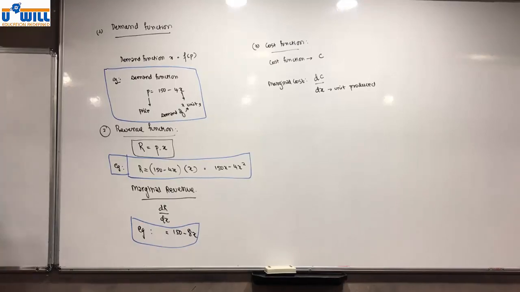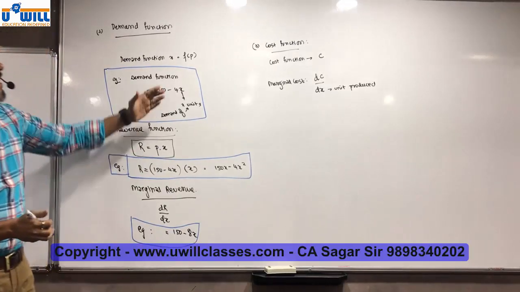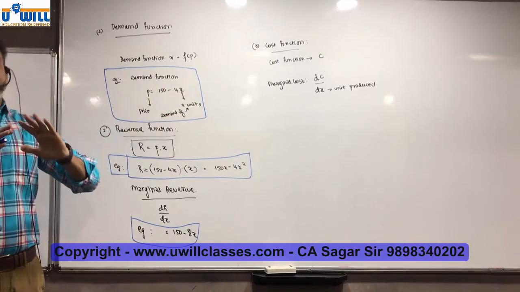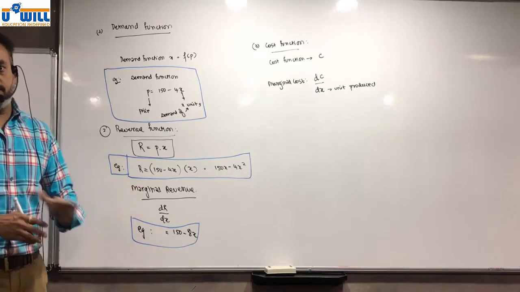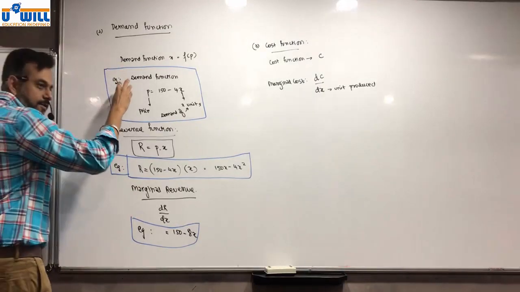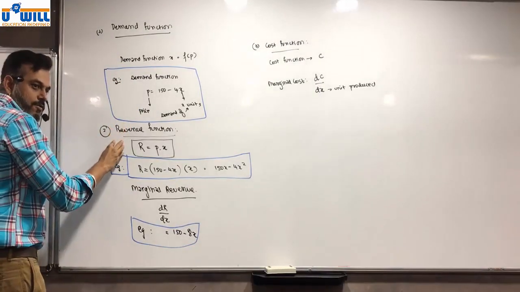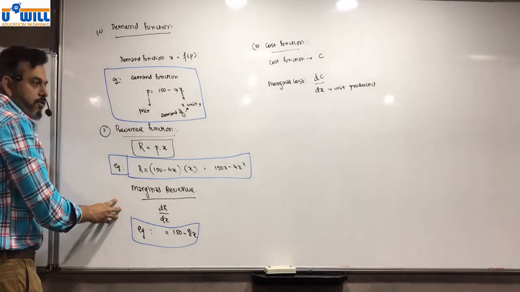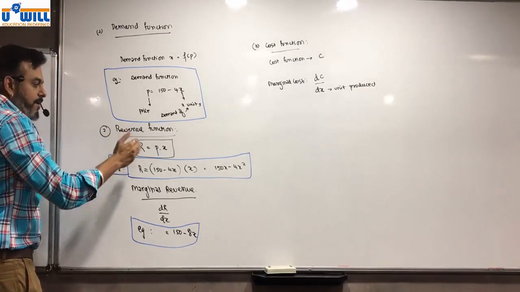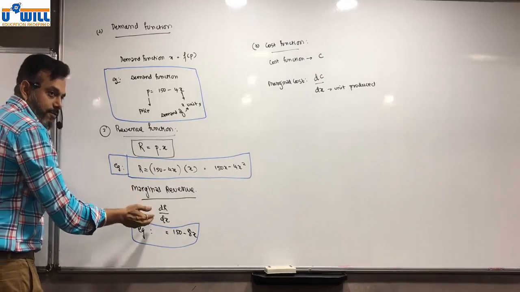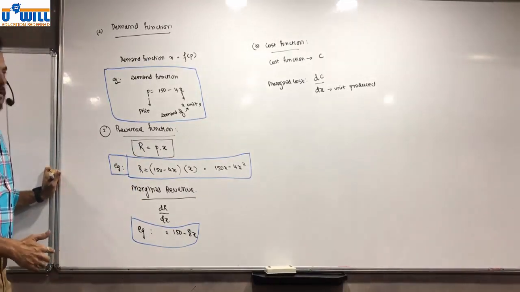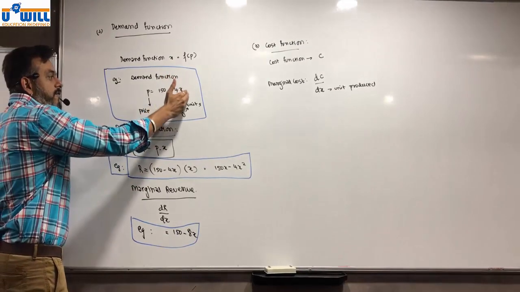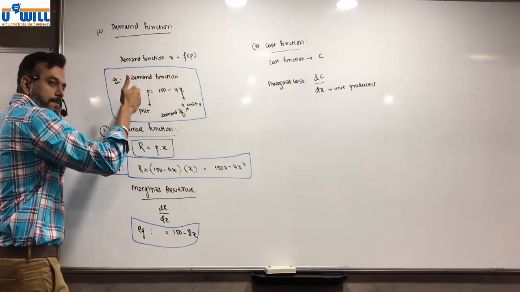See, in the exam, in the question, the demand function will be given, so you don't have to make this function or worry about where it came from. Very simple. Demand function will be given. You will be asked the revenue function or marginal revenue, so you directly use this formula. Find this out. Marginal revenue, you find this out. Understood this? And then if X is given, you find what is the P.